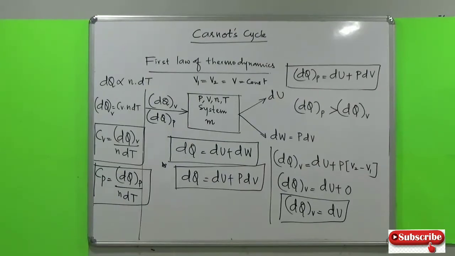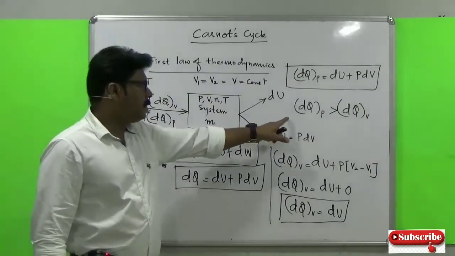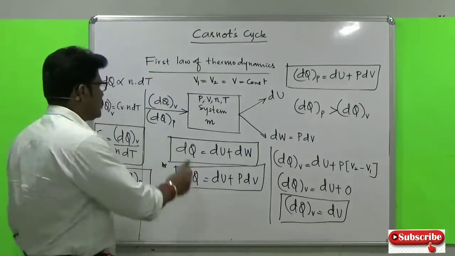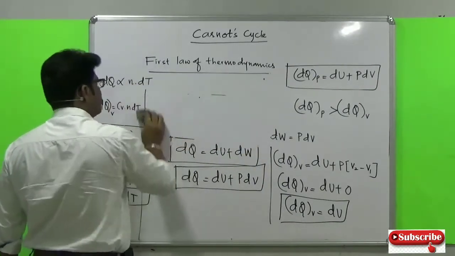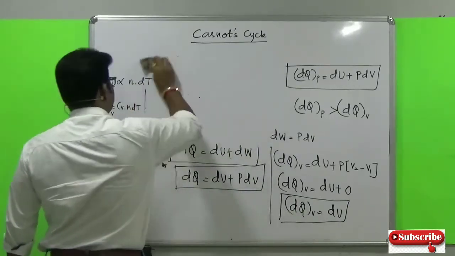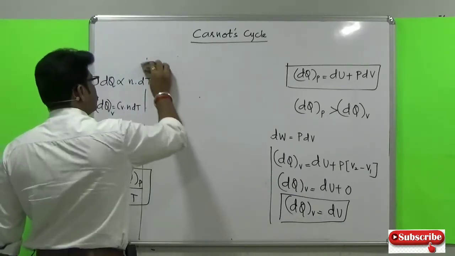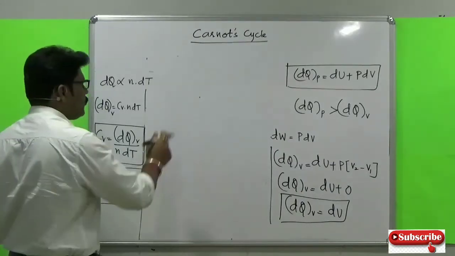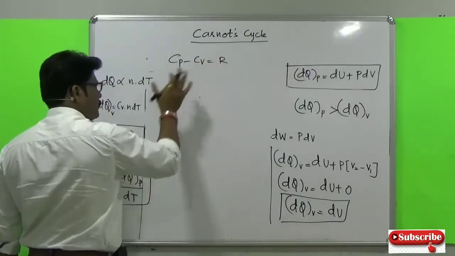Now, this one, Cp, see what we got the result here, dq at constant pressure is greater than dq at constant volume. So now let us see further how we can proceed from this one. तो क्या चाहिए था? Cp minus Cv. So what we are going to derive here, Cp minus Cv is equals to R. This is what we want to derive.